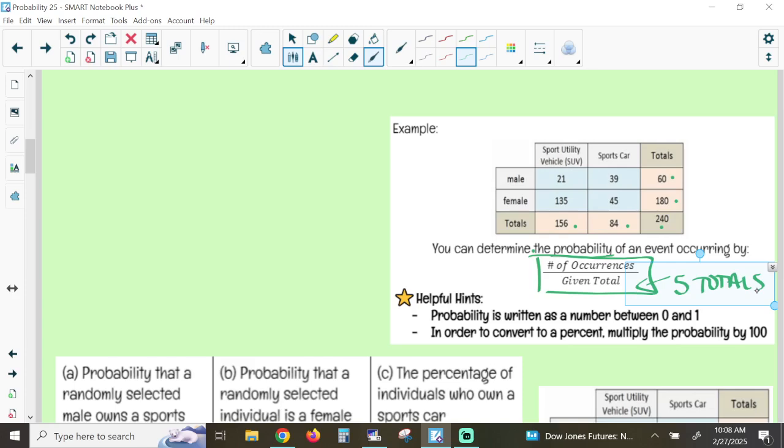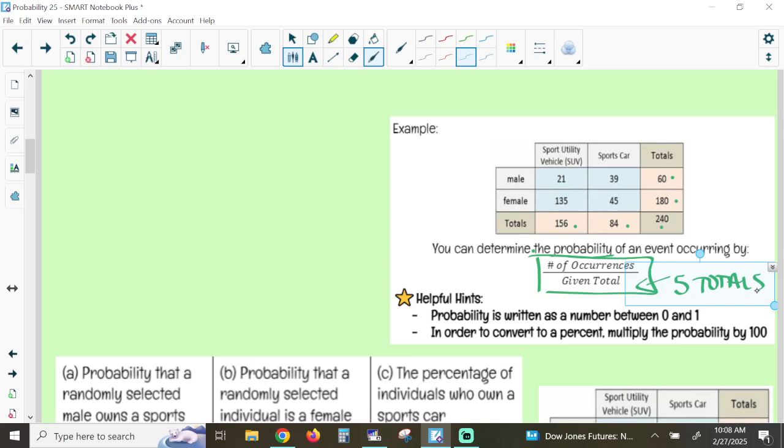When we did the practice thinking test, that was one of the things that kept happening when I walked around. People were picking the wrong totals. If you're picking out of everybody, what's the number you're going to pick? 240. If I'm picking out of only the people who own sports cars, what number is my total? 84. If I'm picking only males, what number am I using for my total? Okay, so you got to be careful.